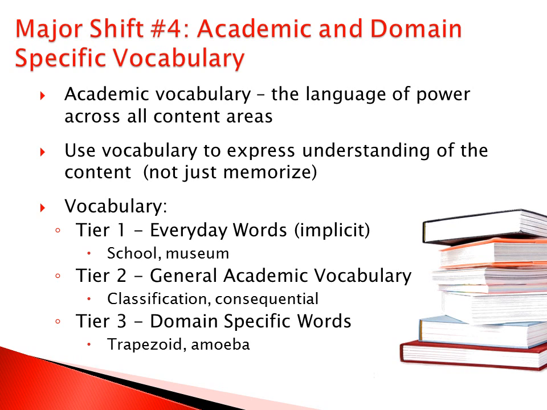The next major shift, we talked about academic vocabulary, and the new standards break those words up into 3 tiers. Tier 1 is just your everyday words. Tier 2, that's your general academic vocabulary, and those words could be found in any content area. So they're academic words such as classify, analyze, compare. Tier 3, those are your content-specific words. So those are your science words, your math words, and your social studies words.